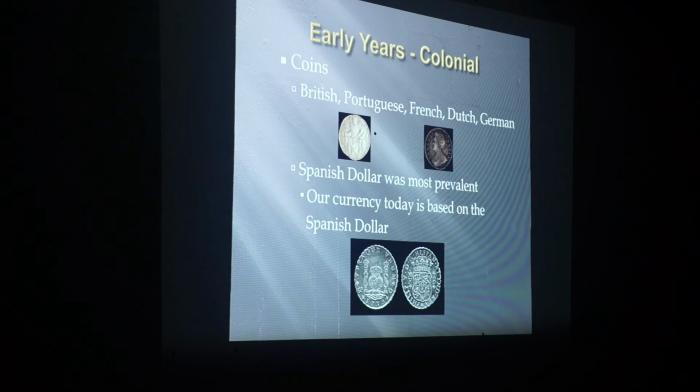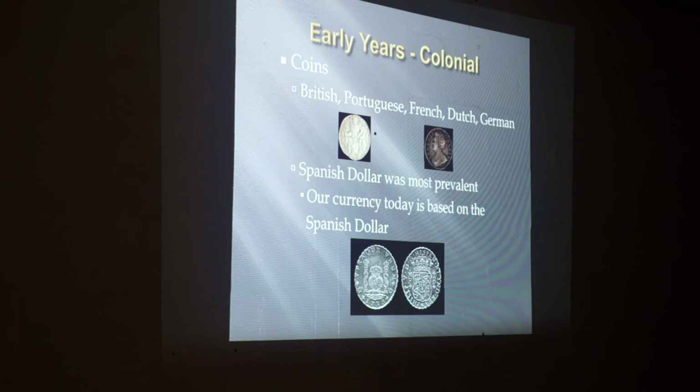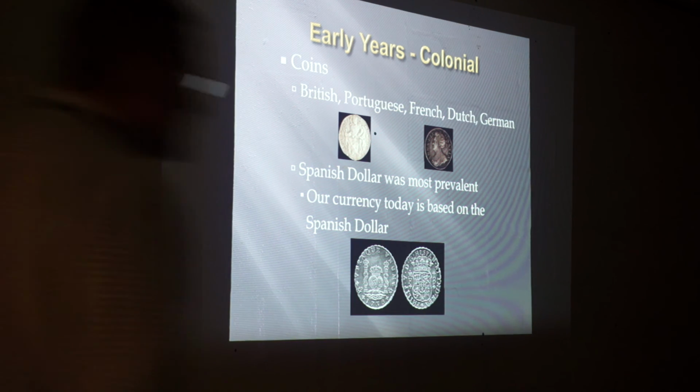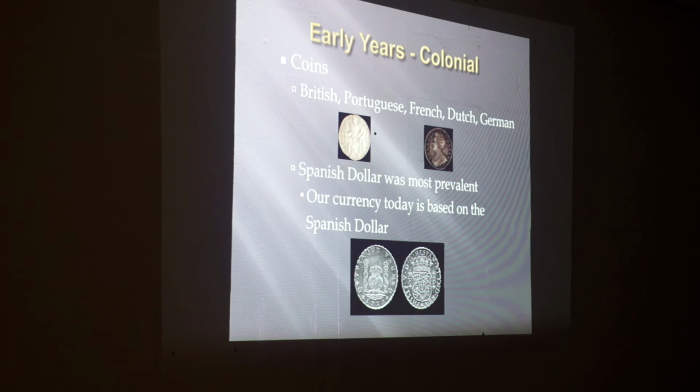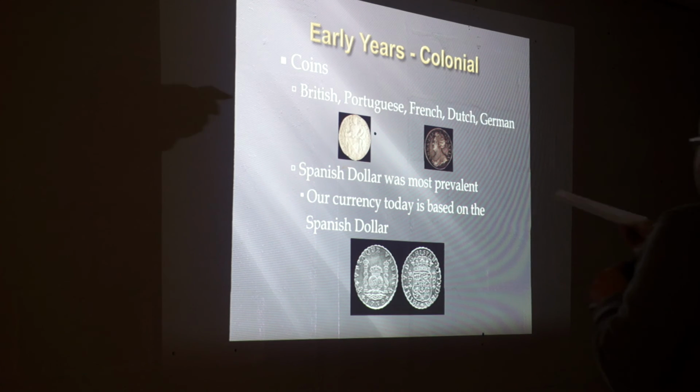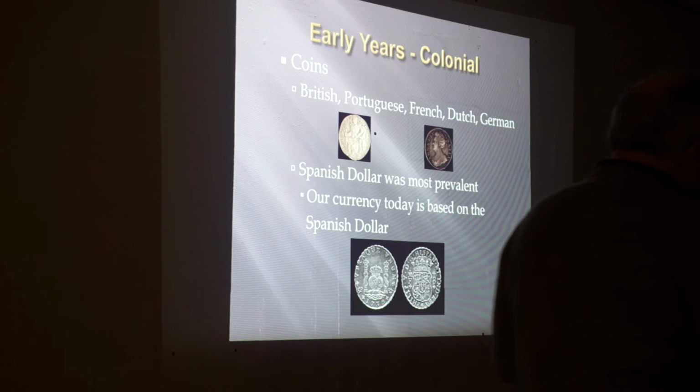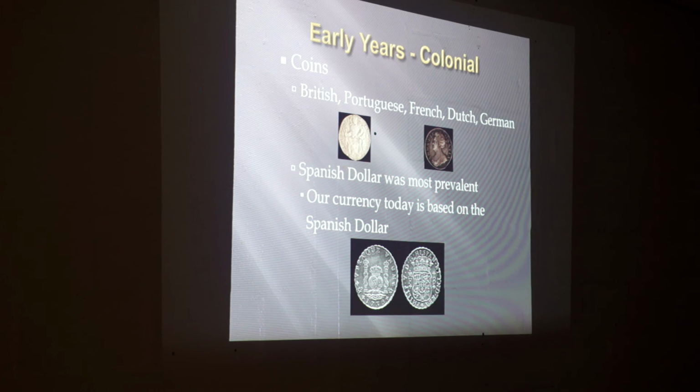Okay, and then as more settlers came in from more British, Portuguese, French, Dutch, German, coins started appearing that could be traded. The one up here, the first one on the upper left is a Dutch lion dollar. The one next to it is a British silver 4 pence. And then the one at the bottom, Spanish dollar, was the most prevalent. And of course today our currency is based on the dollar. And that's the predecessor coin right there.